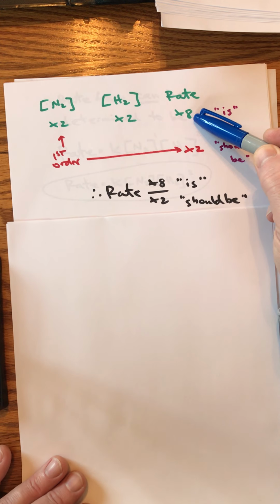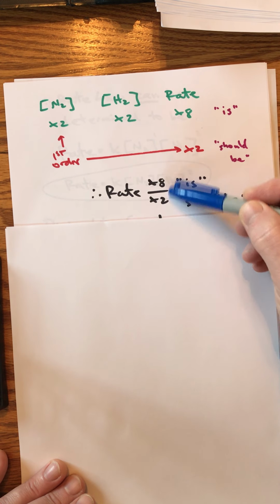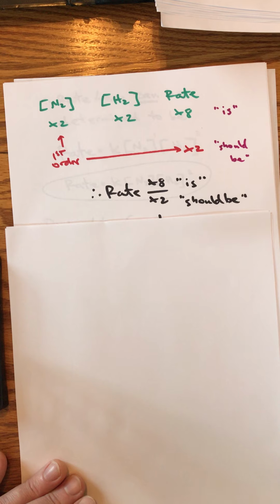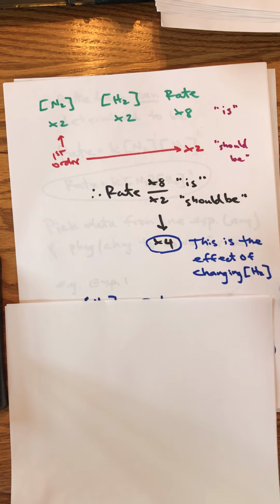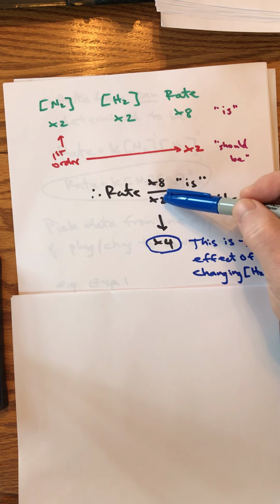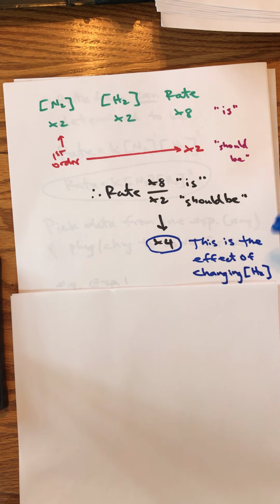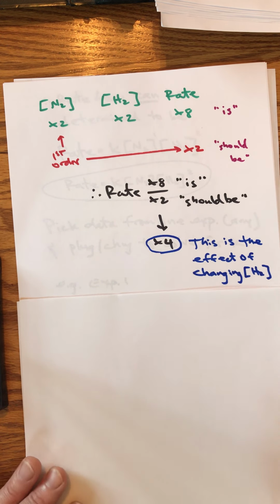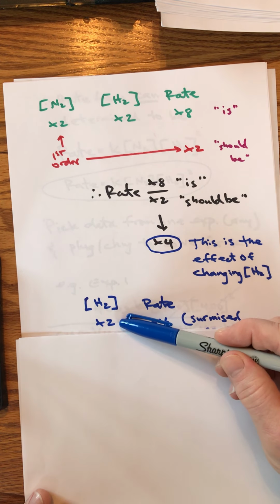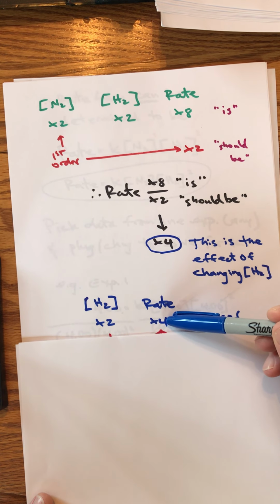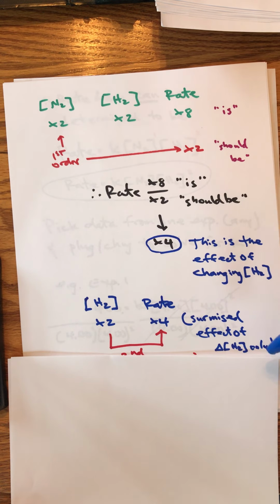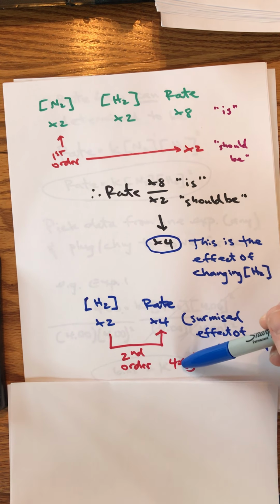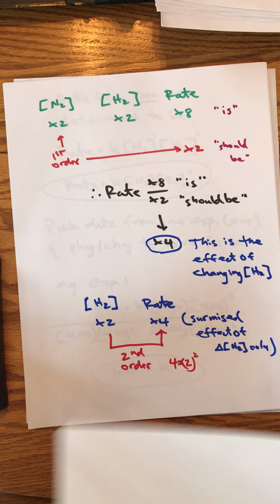Take that ratio. What is it? Divided by what should it be based on your known changes? That's a factor of 4. That's the effect of hydrogen. It's 4 times higher than it should have been based on just changing nitrogen. Well, what did I do to hydrogen? I doubled it. And my rate's 4 times higher than I've surmised based on what I knew. Well, that's second order. Oh, so hydrogen is second order.